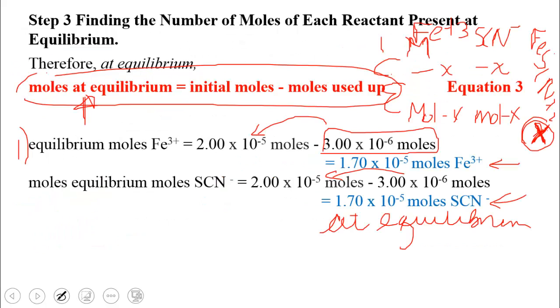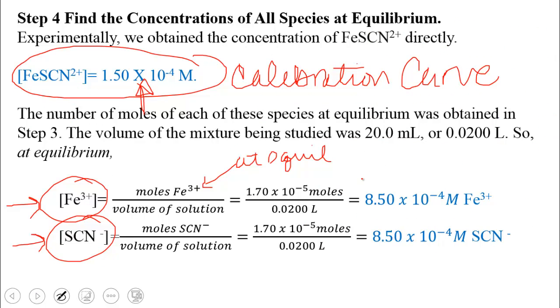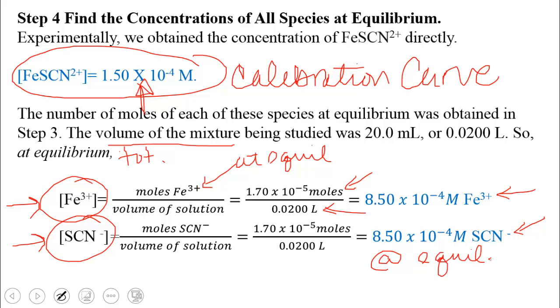Back here we just found that at equilibrium. So we're going to take that number, and we're going to divide it by, again, the total volume of the solution. We used 10 mils of each, so our total volume of our solution was 20 milliliters, or 0.02 liters. So we will find the concentrations of each of the reactants at equilibrium. And this is, of course, their molarity.